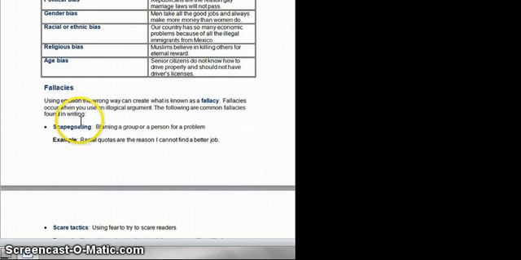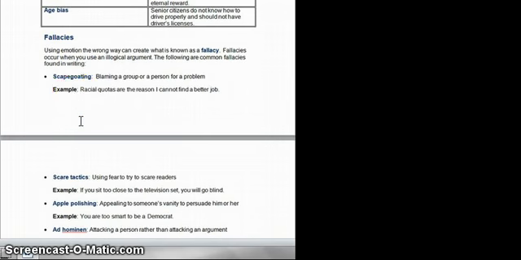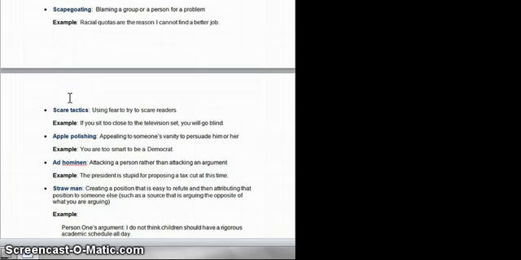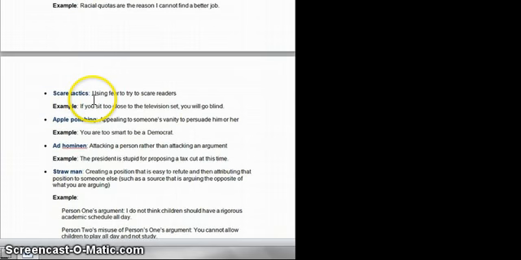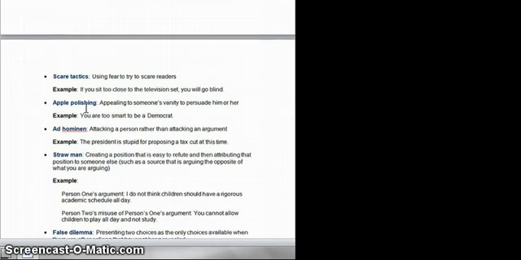And when you make your argument, you need to avoid these fallacies, because these fallacies make your argument invalid and inconsistent. So avoid using scapegoating fallacy, blaming a group or a person for a problem. Racial quotas are the reasons why I cannot find a better job. Avoid using scare tactic fallacies, using fear to try to scare readers. If you sit too close to the television, you will go blind.